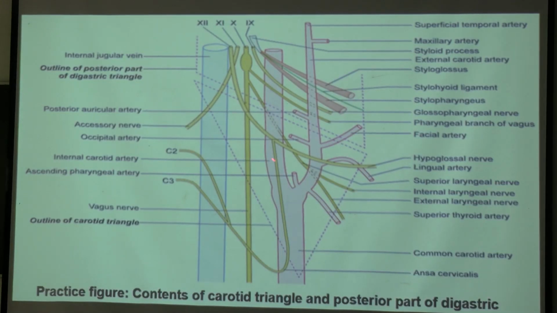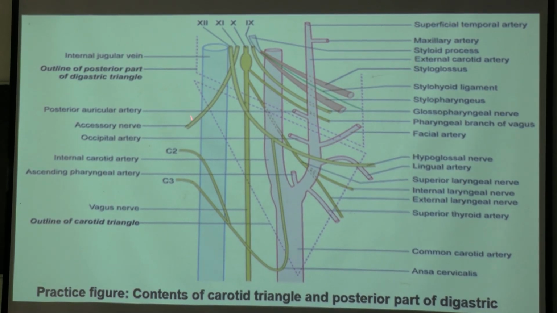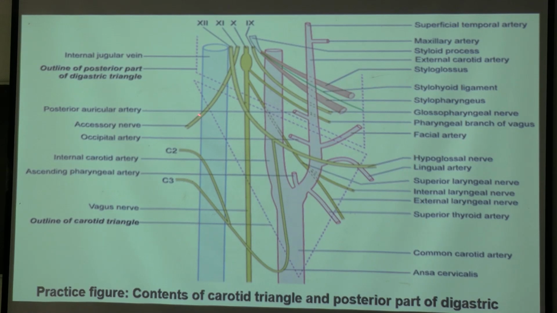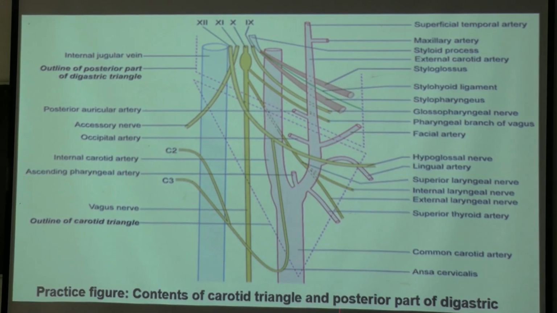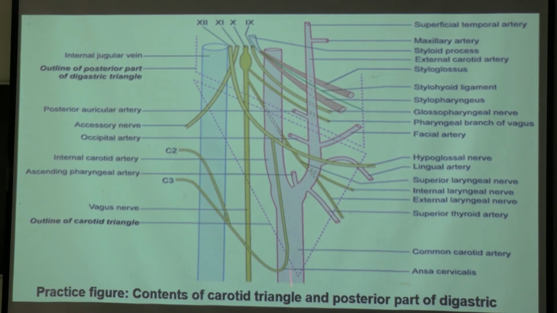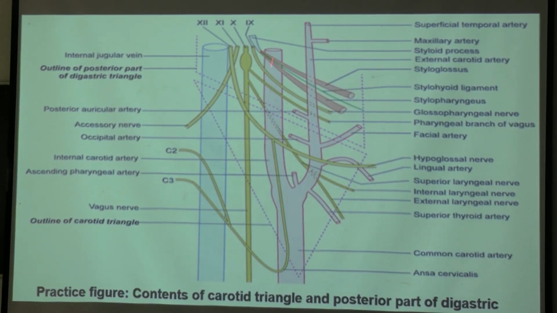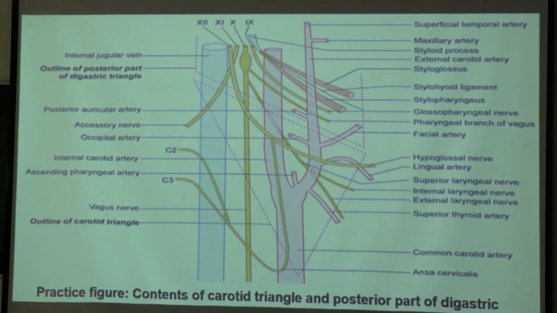Okay. See here. This is the boundary. This dotted line is showing the boundary of the carotid triangle. And see here the contents: common carotid artery, external carotid, internal carotid. And here this part is the carotid sinus, here lies the carotid body.